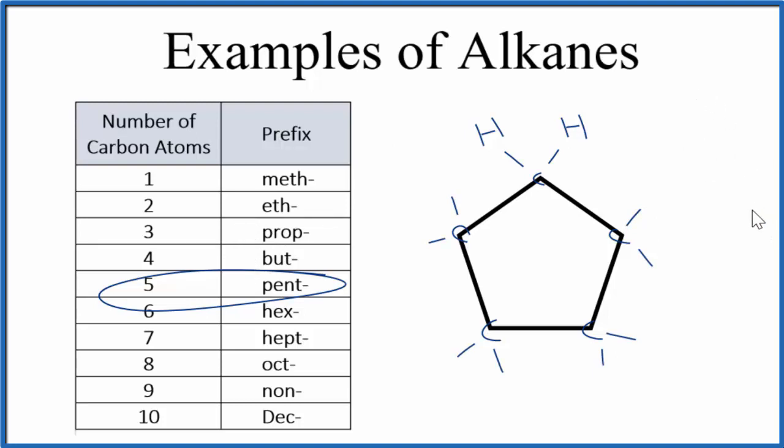So those are some examples of alkanes. The big thing to remember is that we have carbons and hydrogens, just carbon and hydrogen atoms, and we have all single bonds.